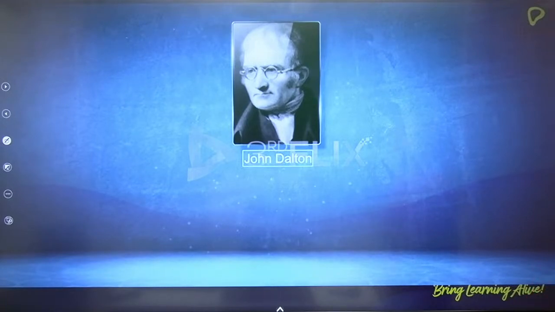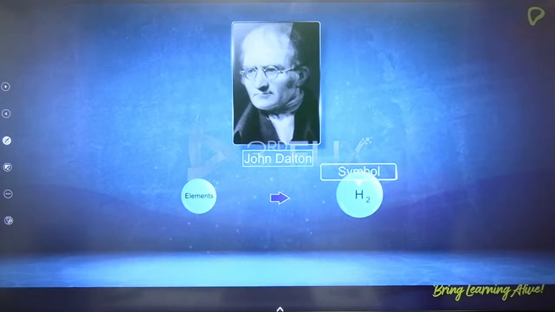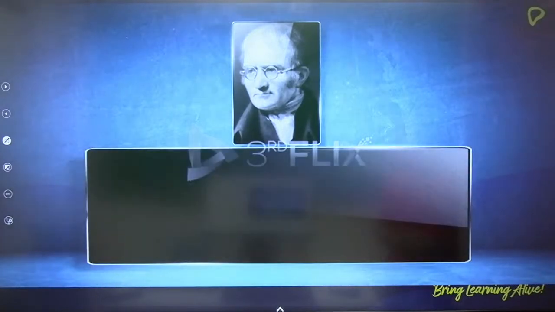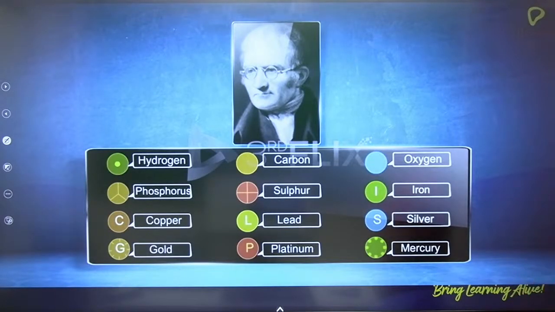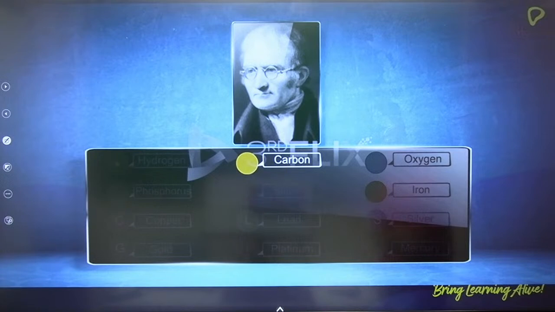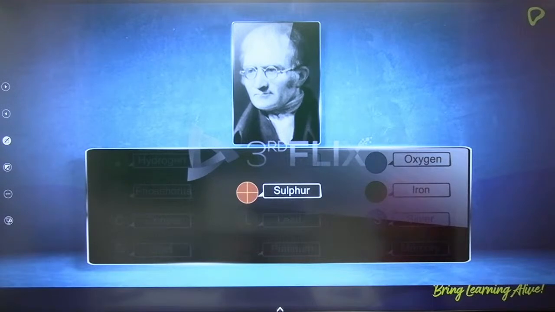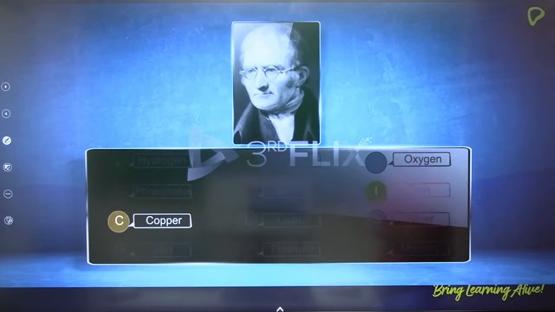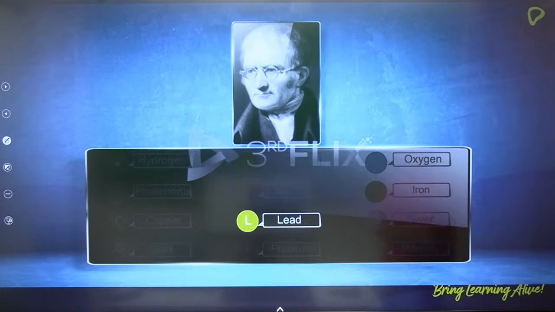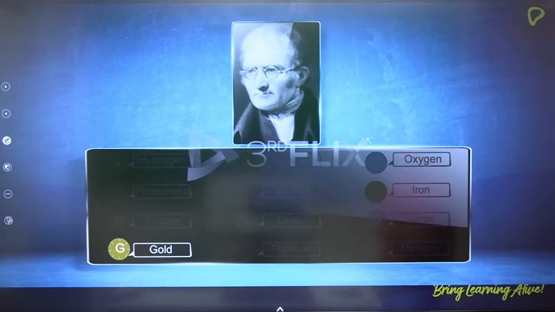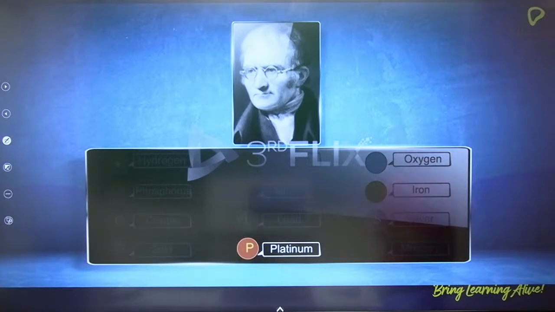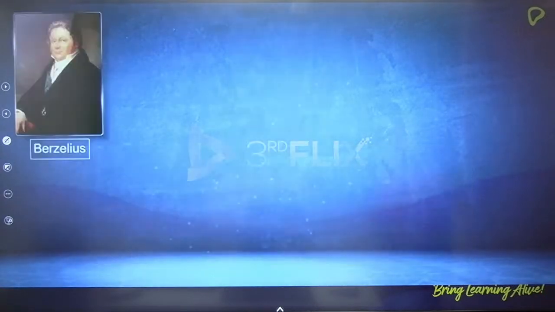The first symbols were given by John Dalton. Let's say hydrogen, this is the symbol of hydrogen, and this 2 represents how many atoms there are in the hydrogen. Now these are the symbols for hydrogen, carbon, oxygen, phosphorus, sulfur, iron, copper, lead, silver, gold, platinum, and mercury. These are all symbols given by John Dalton.